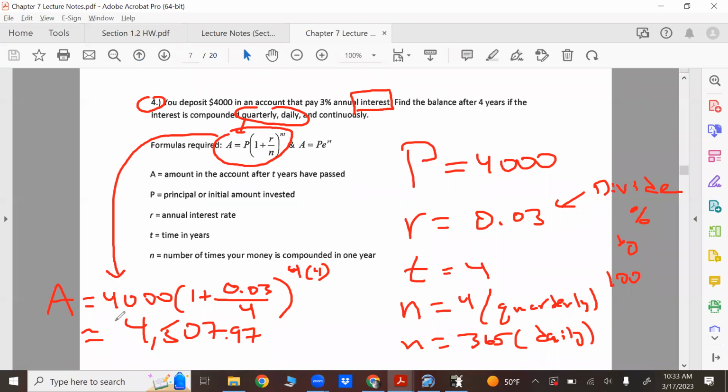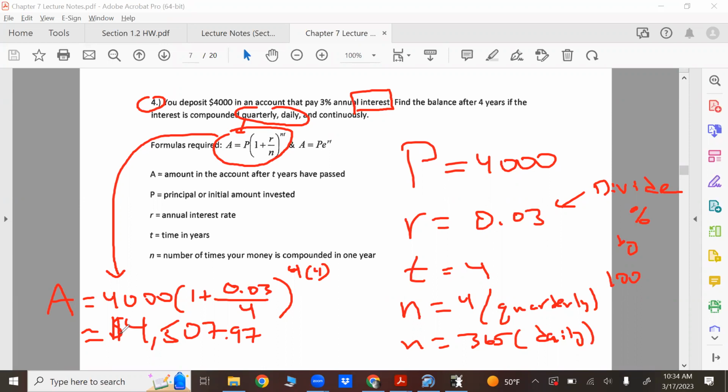What if it's just a bank account that pays it? No, 4 times a year. Your account is being updated 4 times a year. So 4 times a year, they're applying this interest. But this is how much money you have at the end of 4 years.